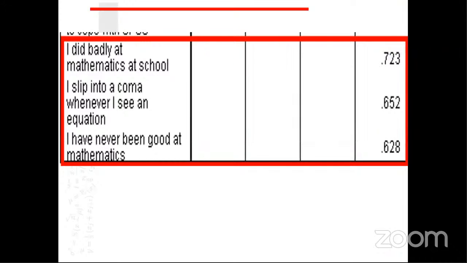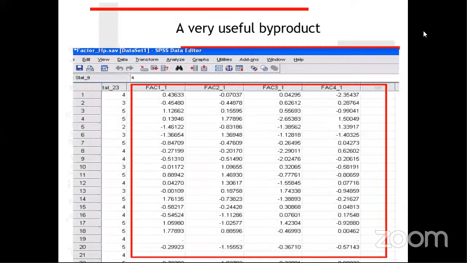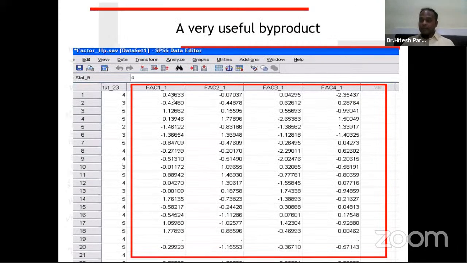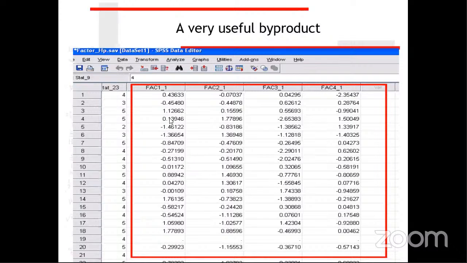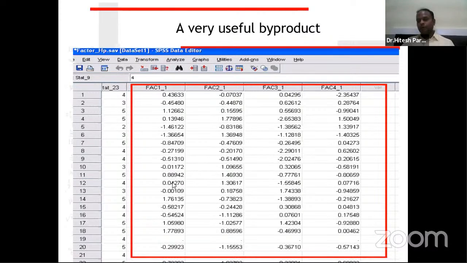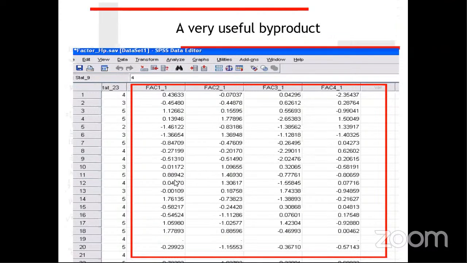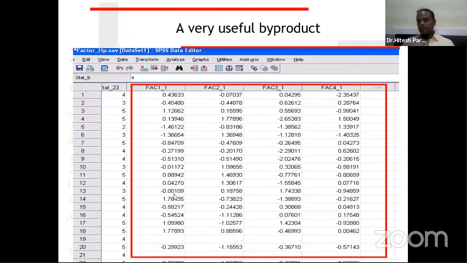Sir, these are weights? 0.723 are weights, 0.652 is weight? No, these are not weights. After getting the raw score, it is being converted into the standardized one. You can compare it with Z score if you are aware of Z score. So it is just like the Z scores. Okay, sir.